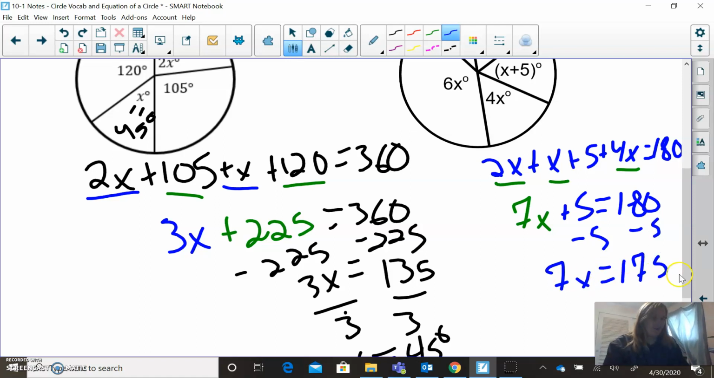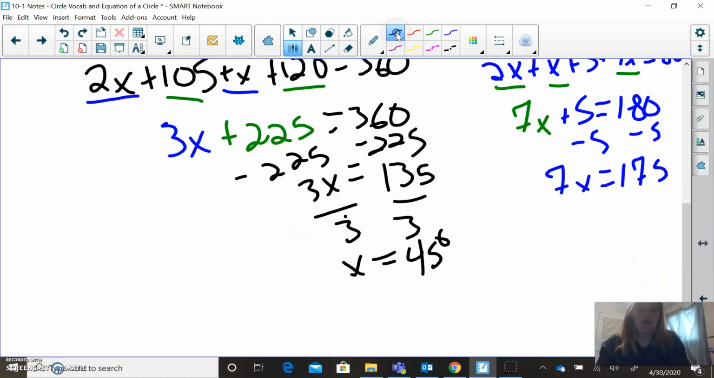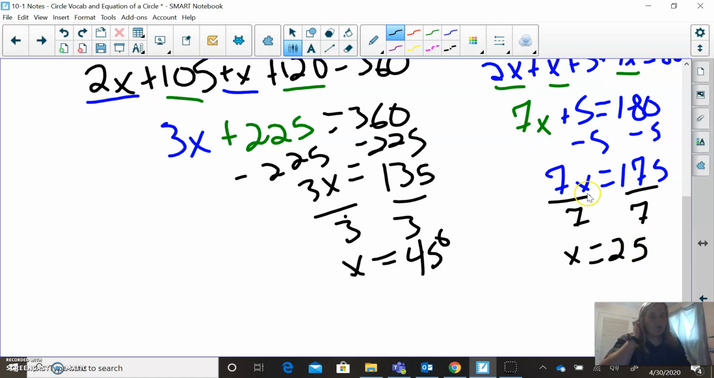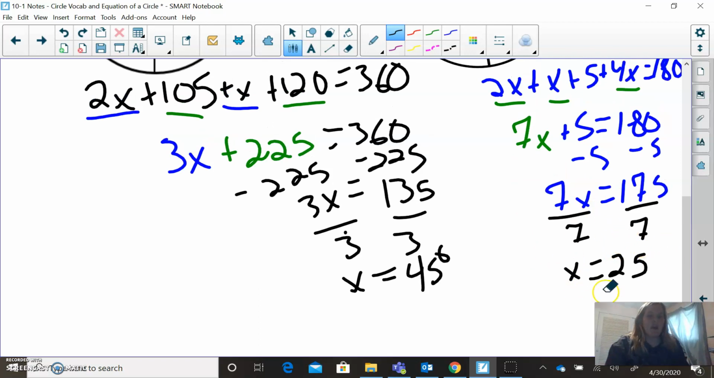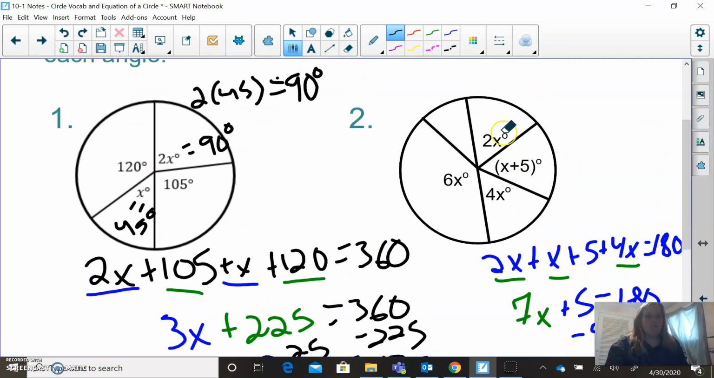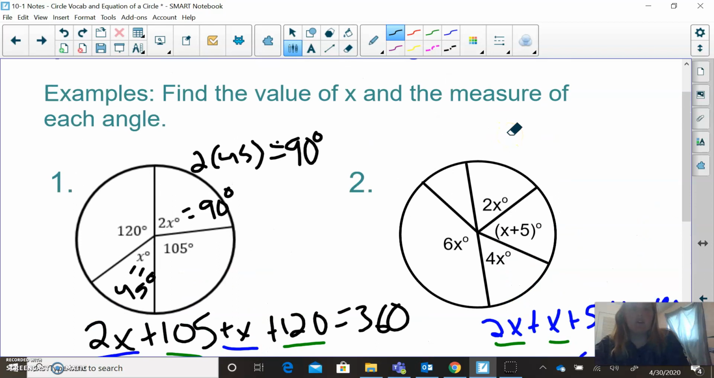And then we have x, then we got to divide by 7. And x is equal to 25. Then again, we got to plug it back in. We've got a bunch over here, so we need to do 2 times 25, and that equals 50. So this one is equal to 50 degrees.